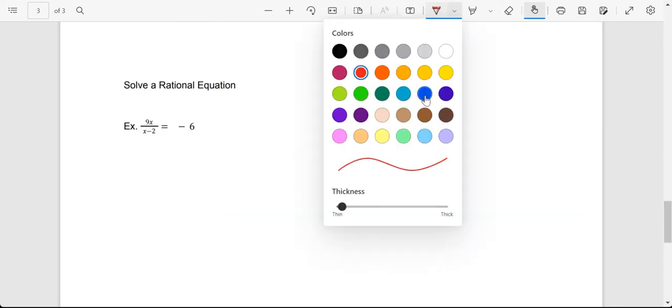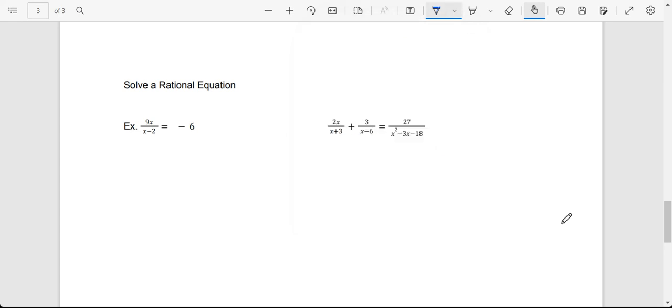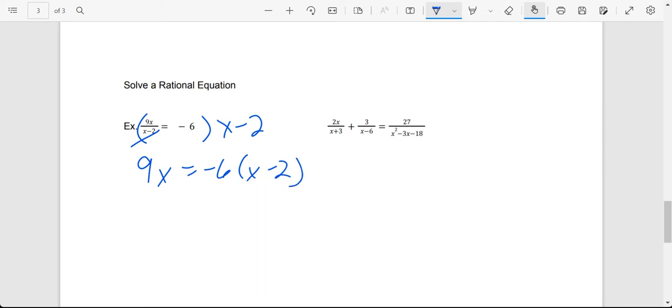All right, last part of this video, solving rational equations. So first, we always want to factor. So in this case, in the left problem, we don't have to factor because nothing is factorable. Then after that, we multiply by everything that's in the denominator, x minus 2. Why? Because it's going to eliminate that denominator, leave me with 9x equals negative 6 times quantity x minus 2.